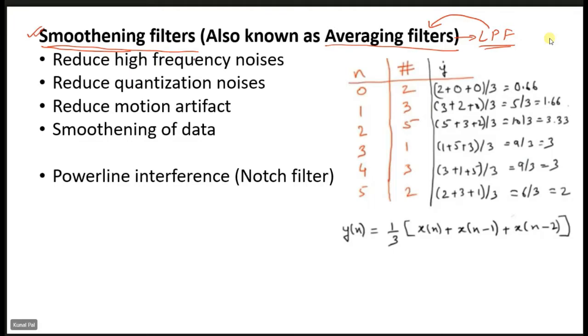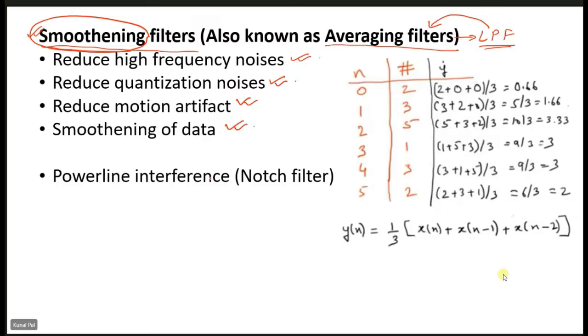The first important activity of the smoothing filters is that they reduce the high frequency noises, which may come due to some environmental activities or whatever. Then they can reduce the quantization noises, they can reduce motion artifact, and lastly, as the name suggests, smoothening, they can smoothen the data, where there are some variations.